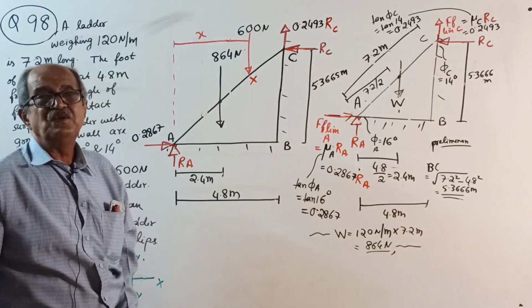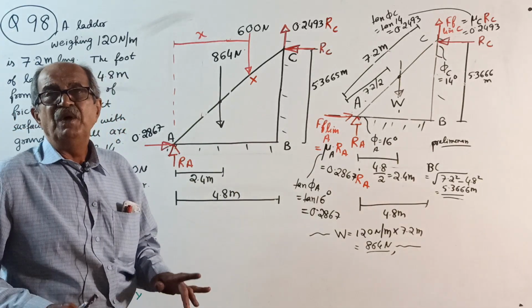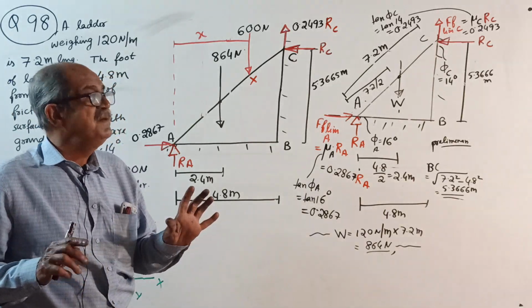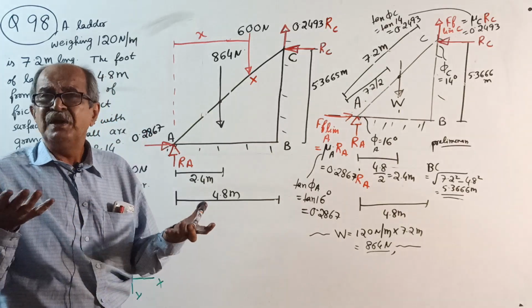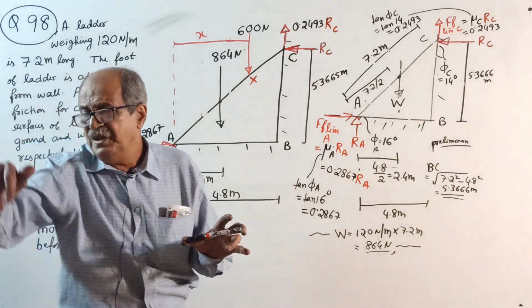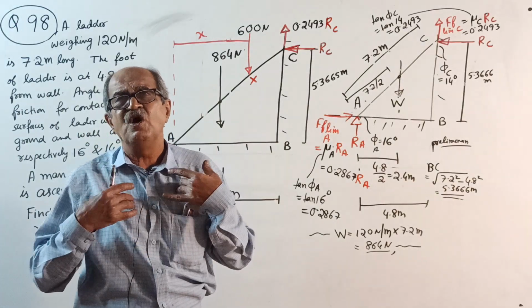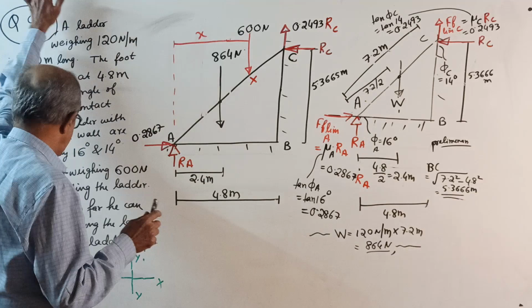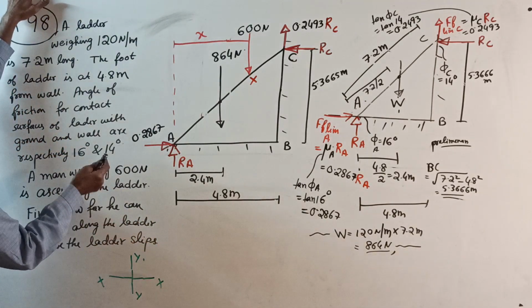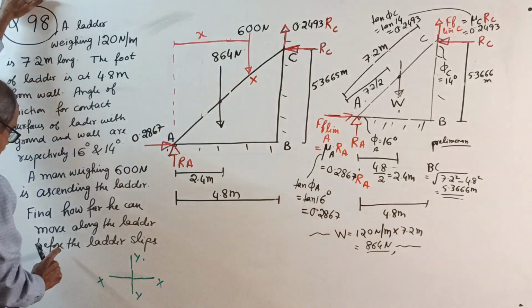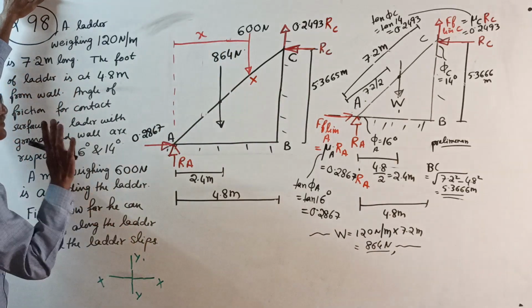Or actually, when you are reaching that limiting stage, it can be felt, jerks will come. Maybe he will take some precaution. He will ask somebody, please come here and hold the ladder. That's not our problem. The question is, find how far he can move along the ladder before the ladder slips.